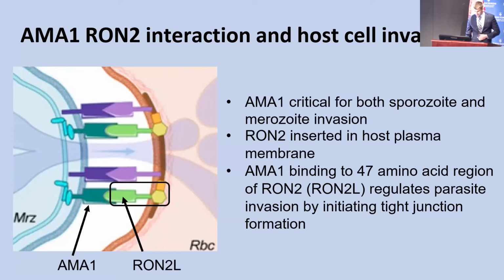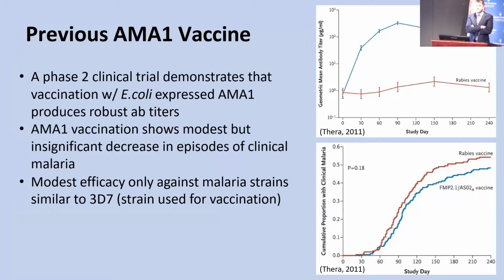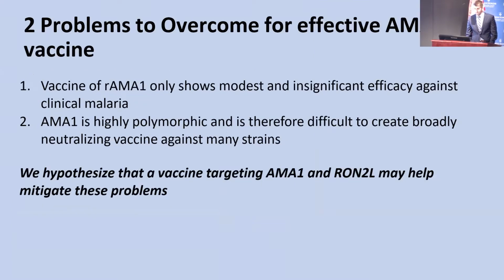tight junction formation. A previous phase 2 clinical trial of an AMA1 vaccine demonstrates that vaccination with E. coli expressed AMA1 produces robust antibody titers, and AMA1 vaccination shows modest but insignificant decreases in episodes of clinical malaria against malaria strains similar to 3D7 used in vaccination.